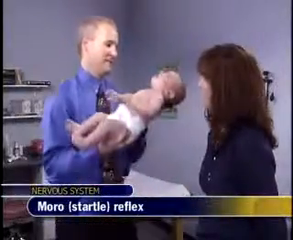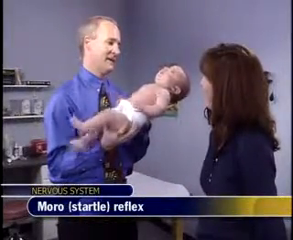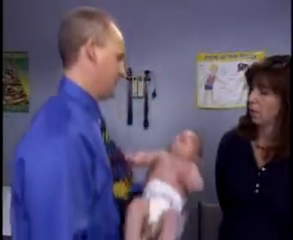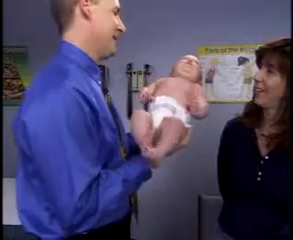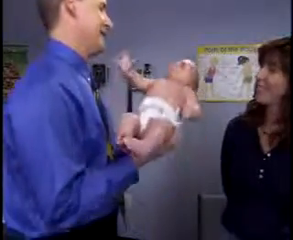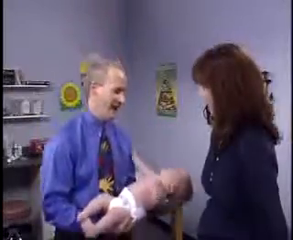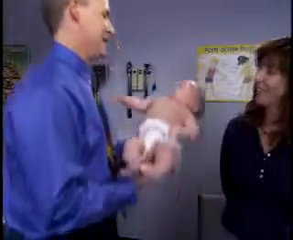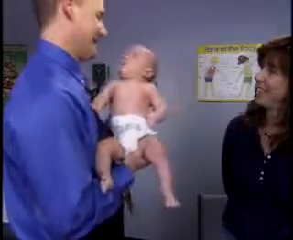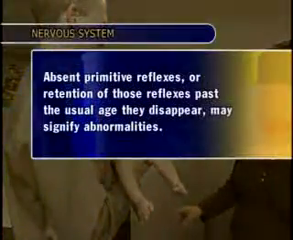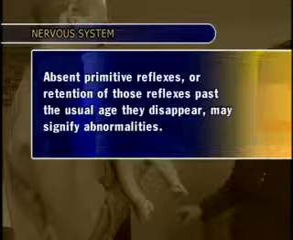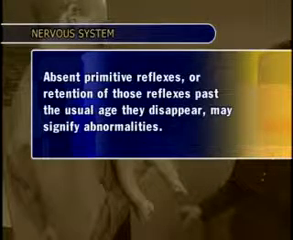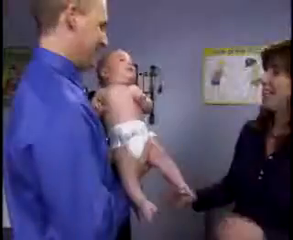The Moro or startle reflex. Hold the infant supine, supporting the head, back, and legs. Abruptly lower the entire body about 2 feet. In infants up to 4 to 6 months old, the arms should abduct and extend, hands open, while the legs flex. The infant may cry. Absent primitive reflexes, or retention of those reflexes past the usual age they disappear, may signify abnormalities.